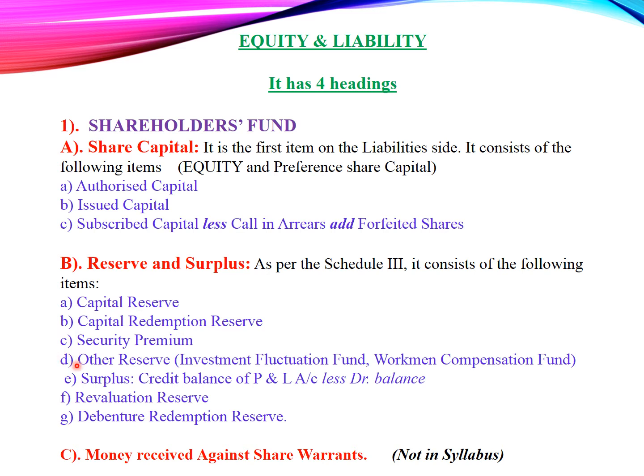Next is surplus. Surplus can be a positive balance from statement of profit and loss in the form of profit. It is shown in the surplus heading. It can even be a negative balance, which will be shown as a debit balance, as a negative value. There can be another item of revaluation reserve, and the last is debenture redemption reserve. This item is also put under reserves and surplus head. Last title of shareholder fund is money received against share warrants, which is not part of the syllabus.